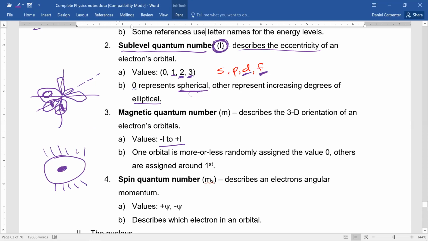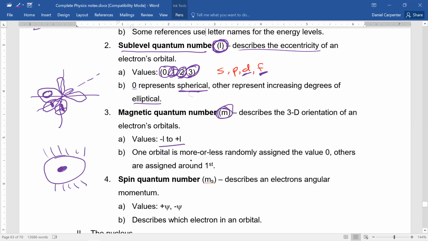So if the sublevel quantum number is 0, then the magnetic quantum number can only be 0 because you can't have minus 0 to plus 0. If it's 1, then this would be negative 1, 0, 1. If L is 2, then M would be negative 2, negative 1, 0, 1, 2. And if L is 3, then M, the magnetic quantum number, would be minus 3, minus 2, minus 1, 0, 1, 2, 3.